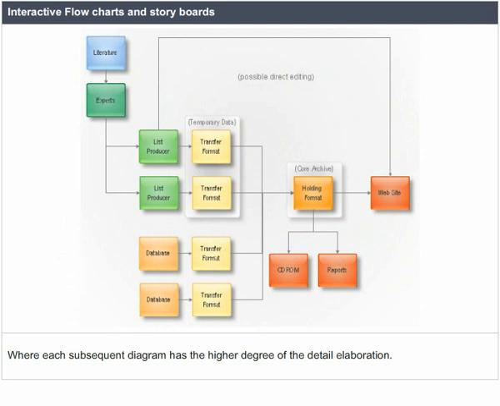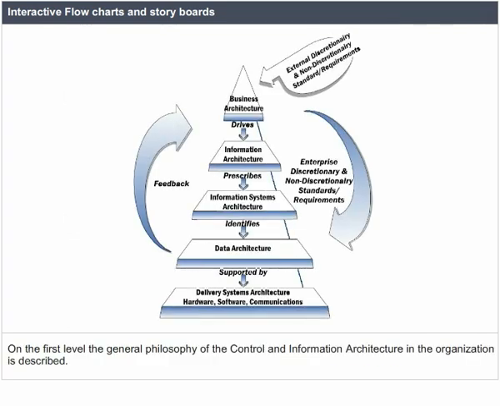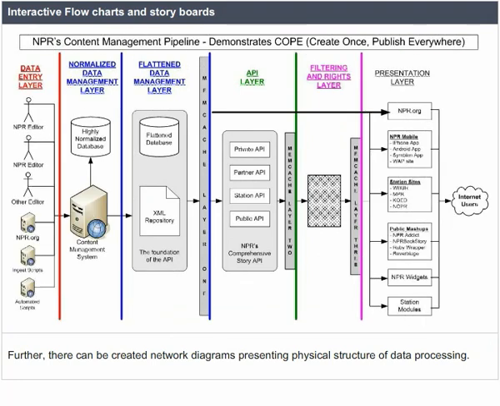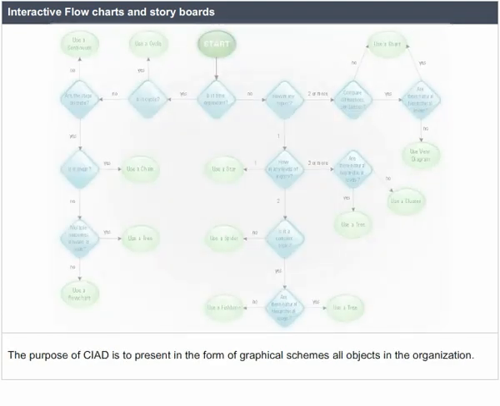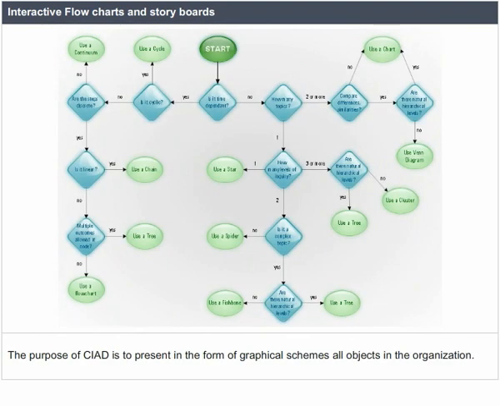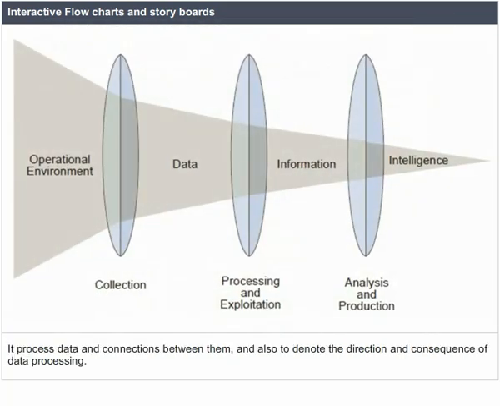On the first level, the general philosophy of the control and information architecture in the organization is described. Further, there can be created network diagrams presenting the physical structure of data processing that occurs in the organization, and diagrams of entities showing the logic of data processing. The purpose of CIAD is to present in the form of graphical schemes all objects in the organization that process data and connections between them, and also to denote the direction and consequence of data processing.